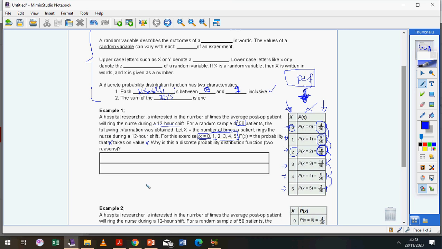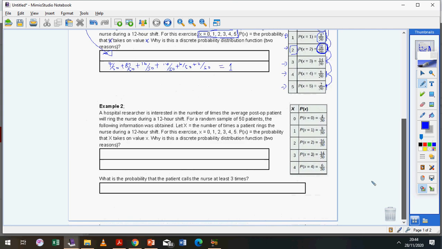The second reason you can give, and this is a task that I would like you to do, is to add up all of these probabilities: 8 out of 50, 16 out of 50, 14 out of 50, 6 out of 50, and 2 out of 50. Add up all of those probabilities and see if they give you 1. If they give you 1, that's your second reason. Remember, your first reason is that you can see from the table that each of these probabilities is between 0 and 1.